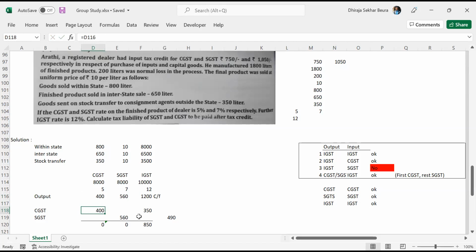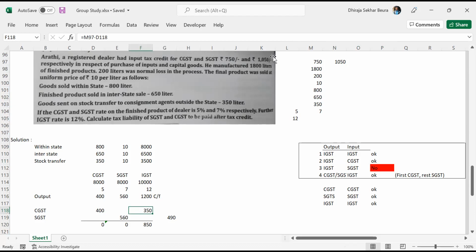liability. What is the balance left? 350. Can that be allowed for IGST? Yes, it is the second scenario. Output is our IGST, input is CGST. So the 350 balance goes to IGST, so that goes to deducting IGST.